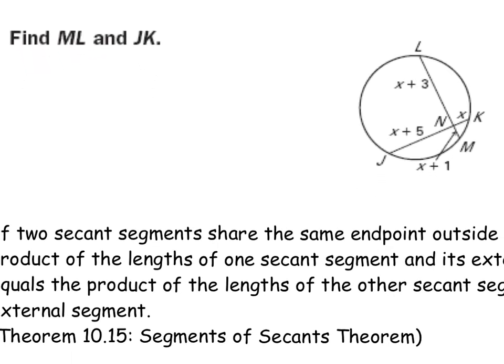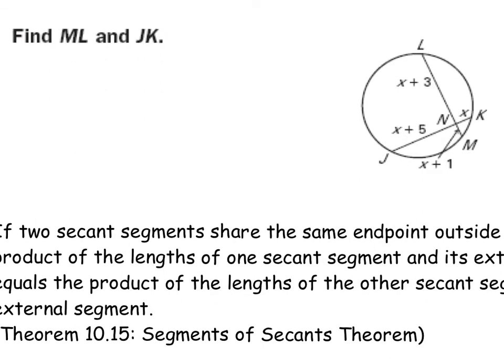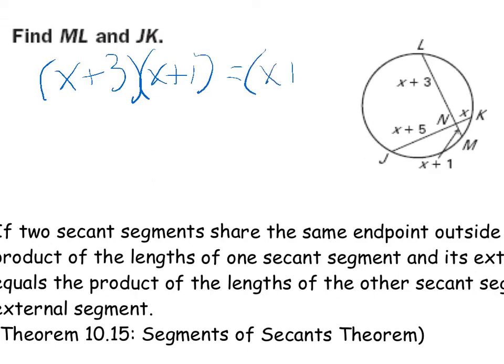All right, so we've got two chords intersecting, which means the product of their segments are equal. And it asks us to find the lengths of the two chords, so we need to keep that in mind as we're solving. So we're going to multiply the two segments together. I'm going to take x plus 3 and multiply it times x plus 1, and that would be equal to x plus 5 times x.